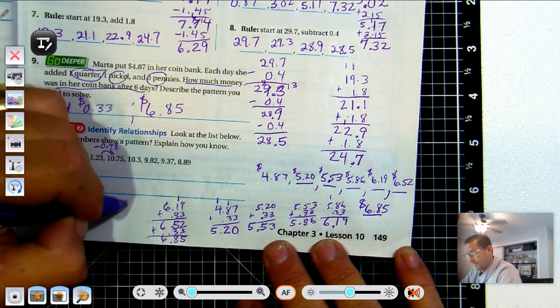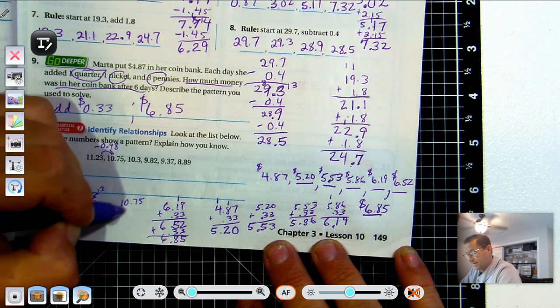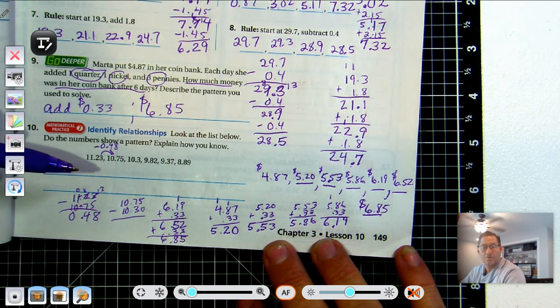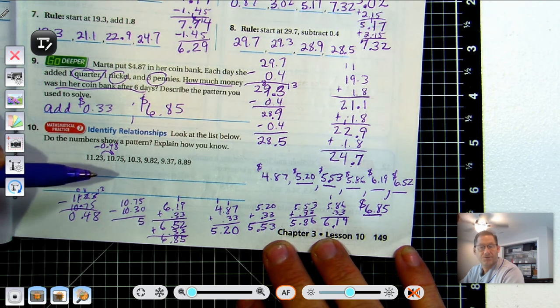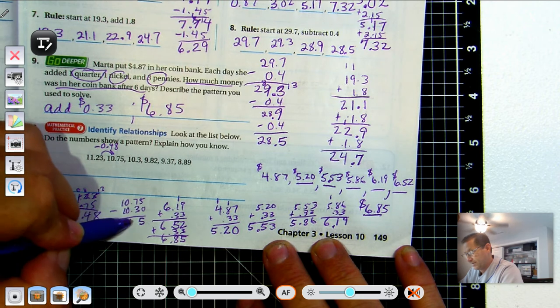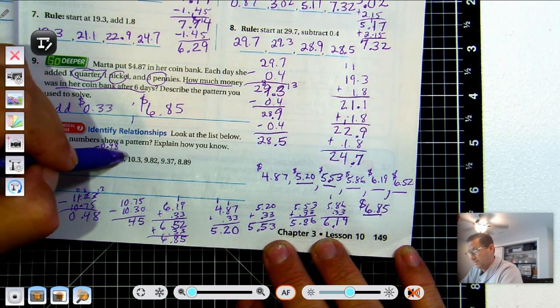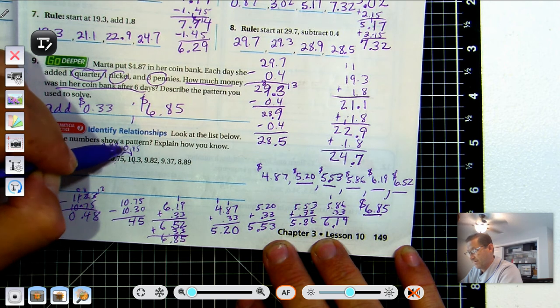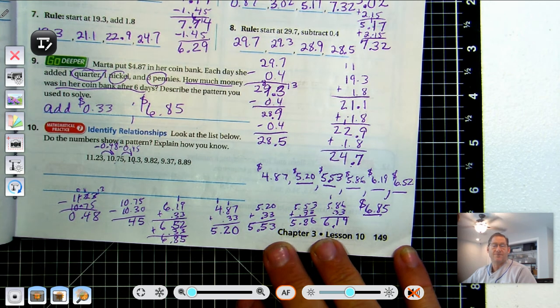All right, 10.75 take away 10.3. Well, 5 take away 0 is 5 hundredths. 7 tenths take away 3 tenths is 4 tenths. So to go from this term to this term is decreasing by 45 hundredths. Well, that doesn't follow a pattern then, right? So no.